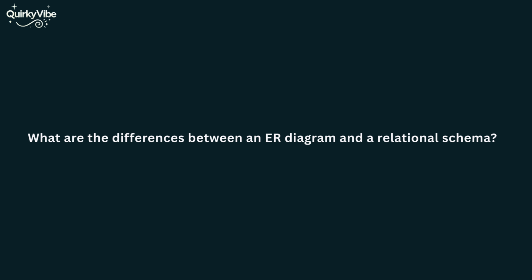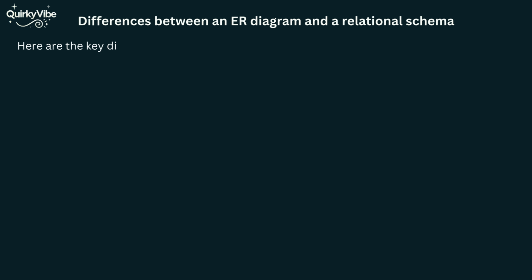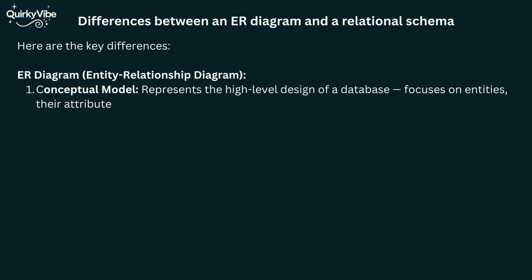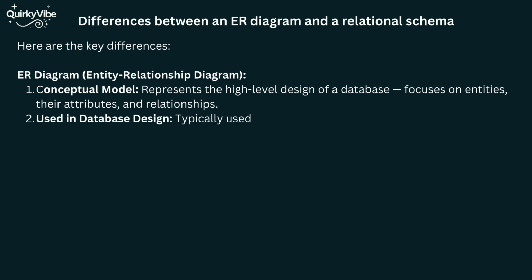What are the differences between an ER diagram and a relational schema? Let's begin with the ER diagram, or entity relationship diagram. An ER diagram is a conceptual model. That means it's used to show the big picture of your data, what kinds of data you have, and how they are related to each other. It's mostly used in the early stages of database design, to help you understand the structure before anything is built.